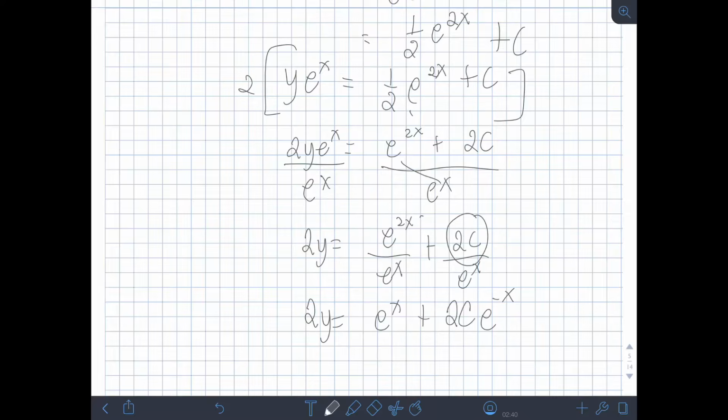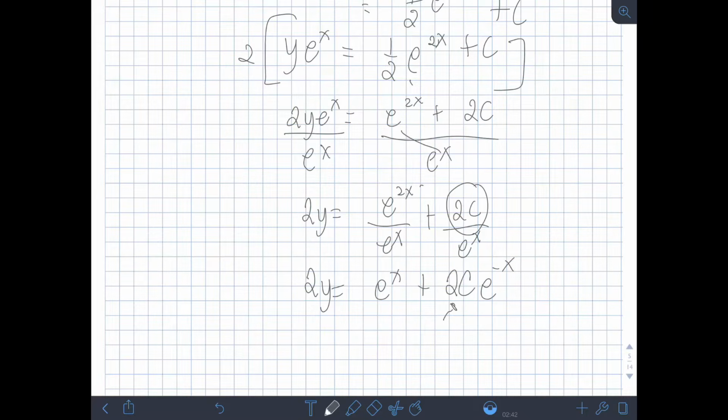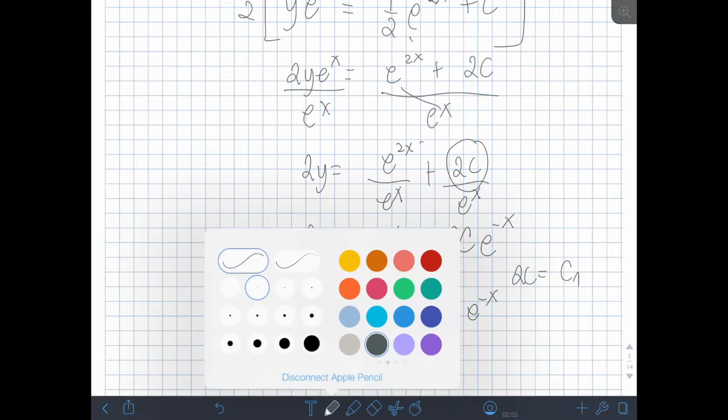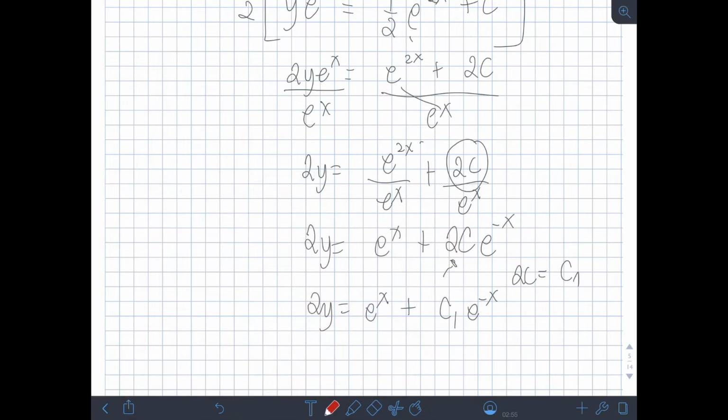negative exponent. Okay? Tapos, itong 2c, pwede nating i-absorb yung constant na to. Gawin na lang natin 2c is equal to c1. So, parang 2y is equal to e raised to x plus c1 e raised to negative x. So, therefore, this is the final answer.